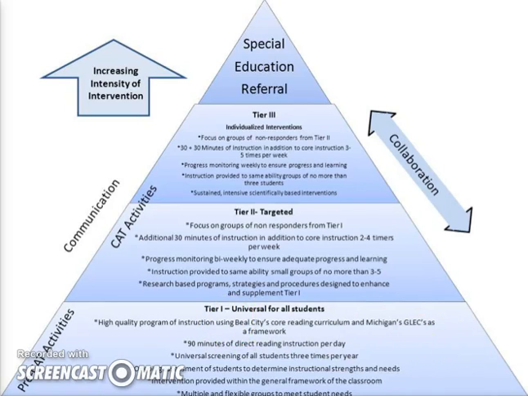focusing on, high quality program of instruction, right? And they're using a specific reading curriculum. They have 90 minutes of direct instruction every day. Universal screening is done for all students 3 times per year. So these are things that are done for all students, okay?